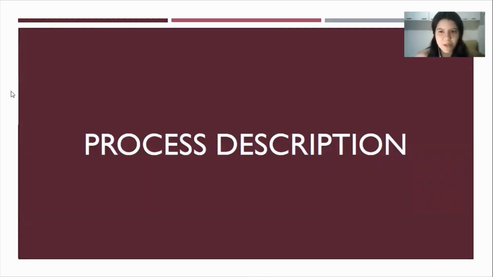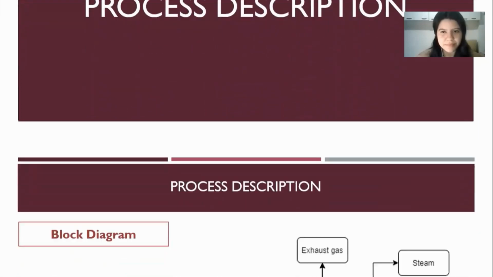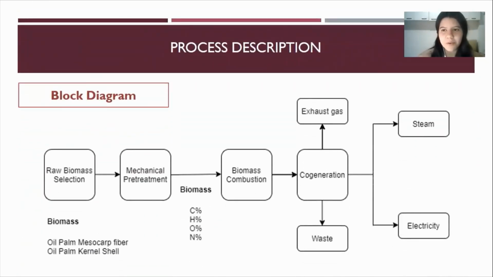Now we are going to talk about the general process description. Okay, this is our block diagram, which starts with the raw biomass selection. In this case, we are using the oil palm mesocarp fiber and its kernel shell.